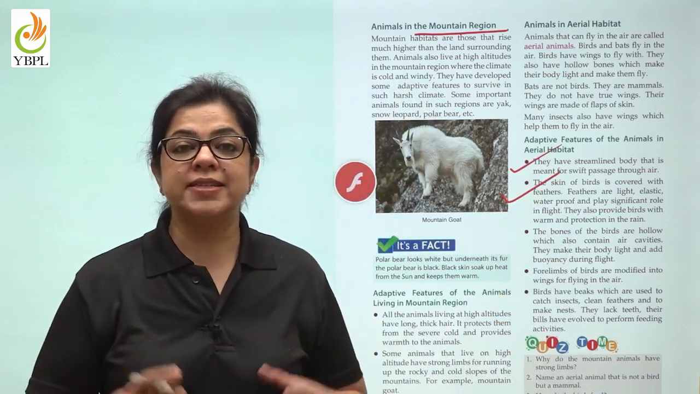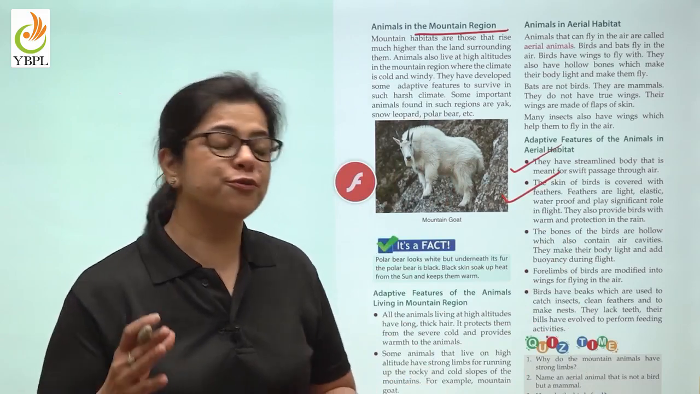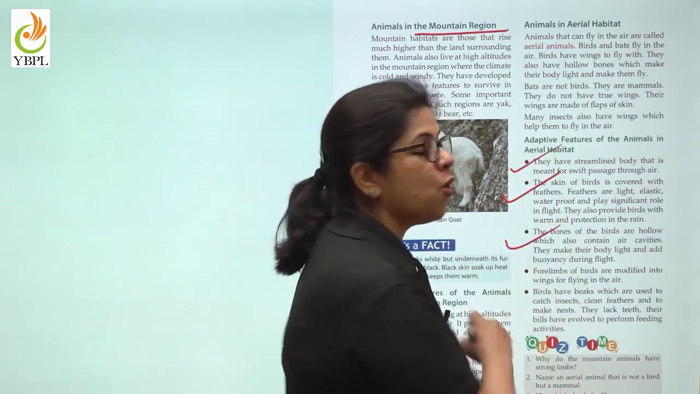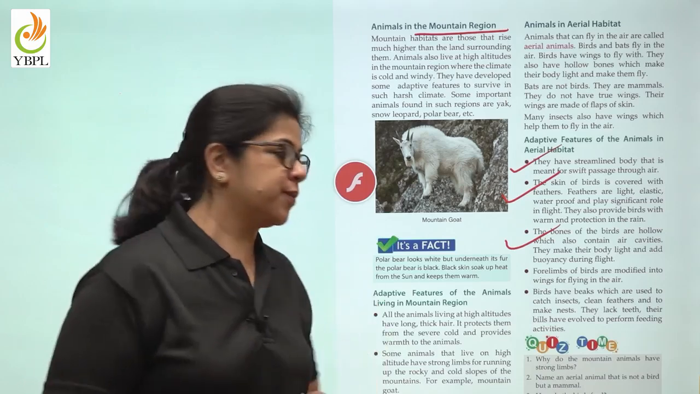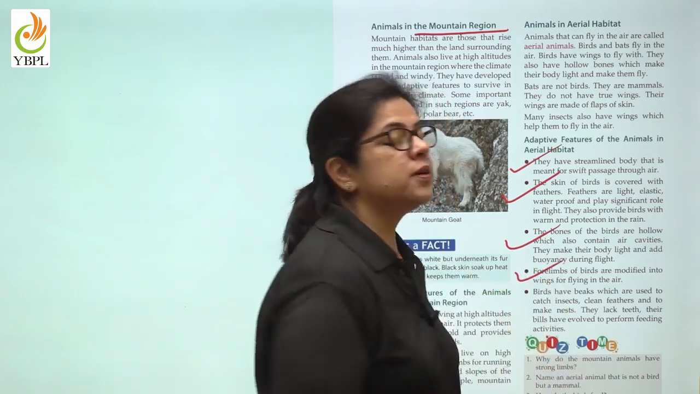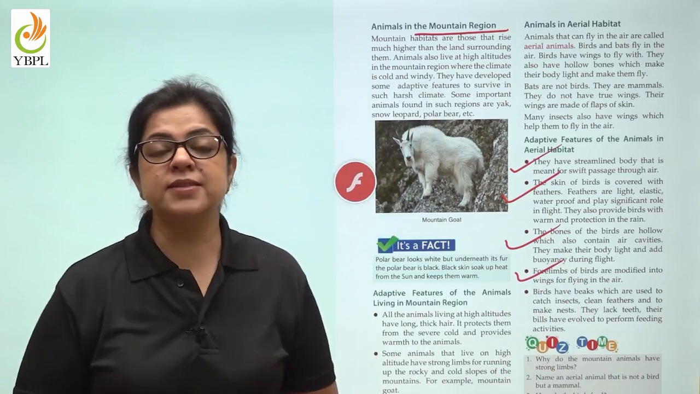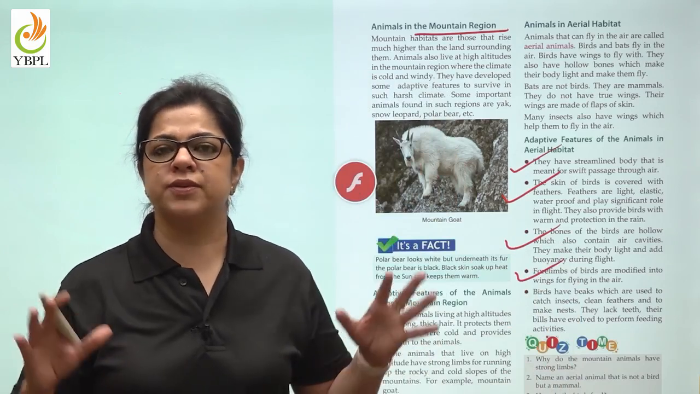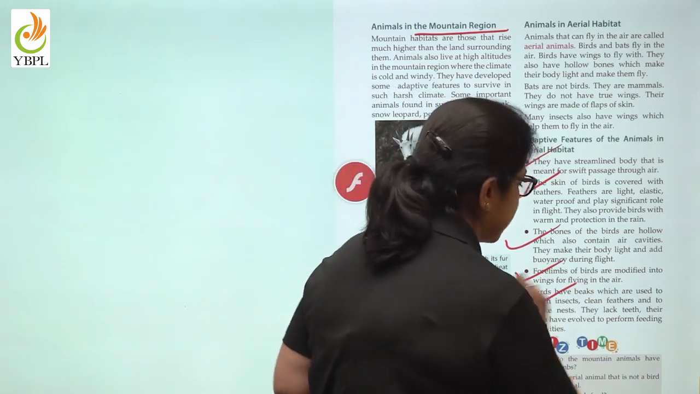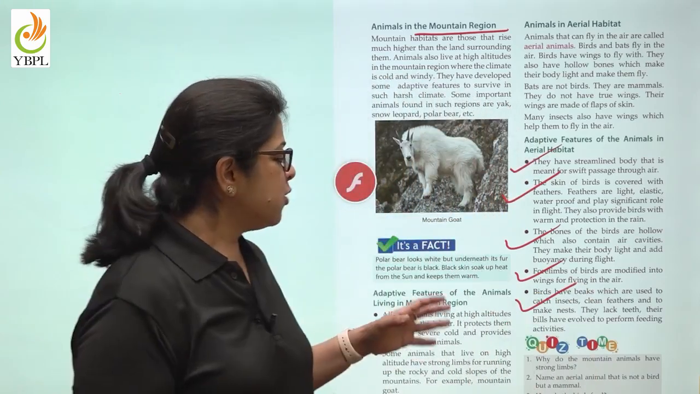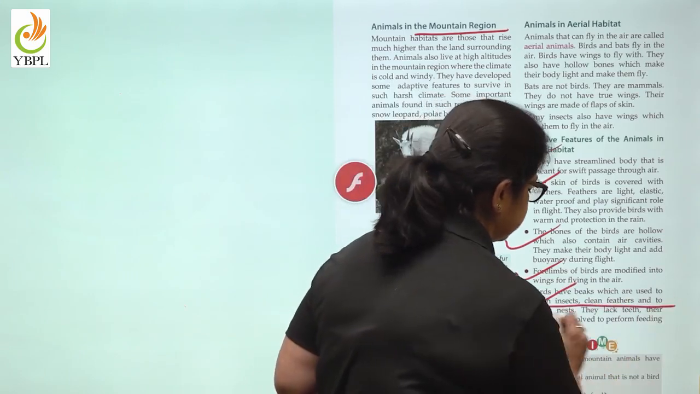Now, feathers are light and elastic and they help to fly. The bones are hollow so that when the bird is flying, the body does not weigh down. The forelimbs of the birds are modified into wings, which are very, very strong. They flap their wings and fly. Birds have beaks which are used to catch insects, clean feathers, and also to make nests.